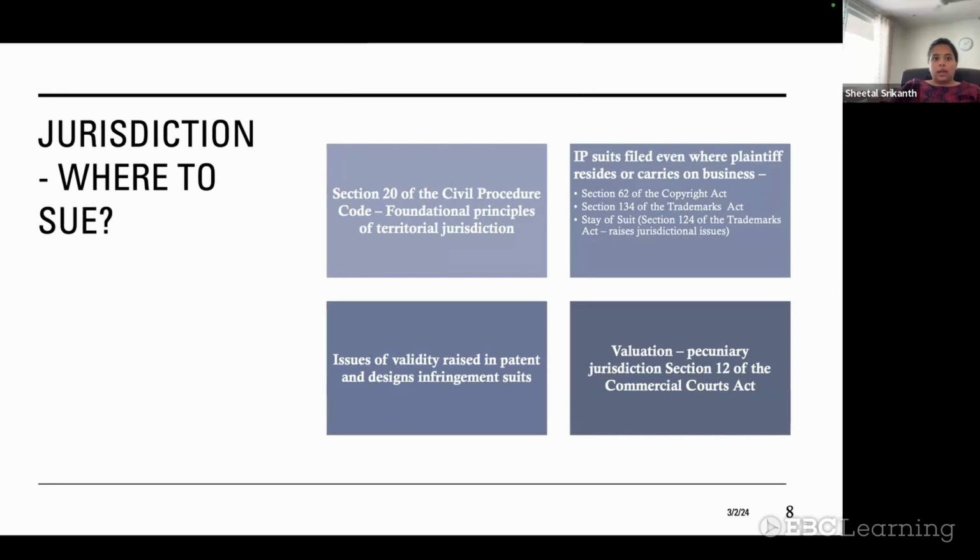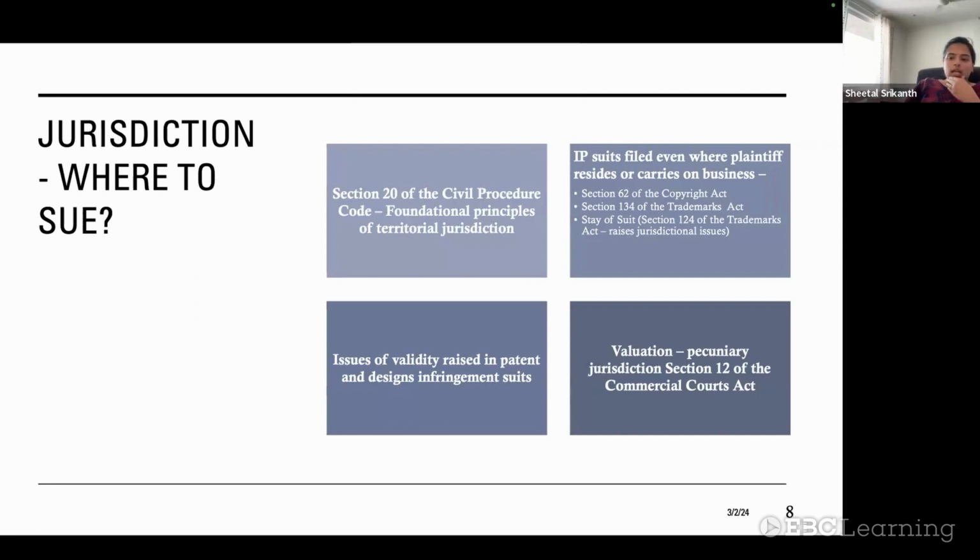Now, another type of jurisdiction is pecuniary jurisdiction. Pecuniary jurisdiction depends on the value of the relief that you are seeking. So, we'll cover the reliefs in a bit. Basically, each relief in a lawsuit is valued at a certain amount. So, based on the value, you will decide on which court to go to.